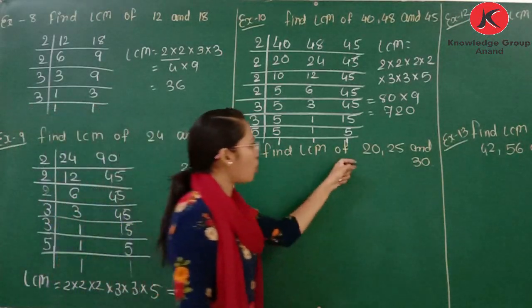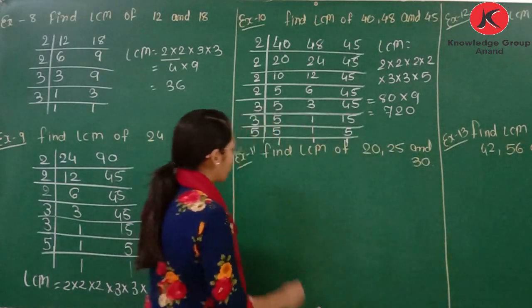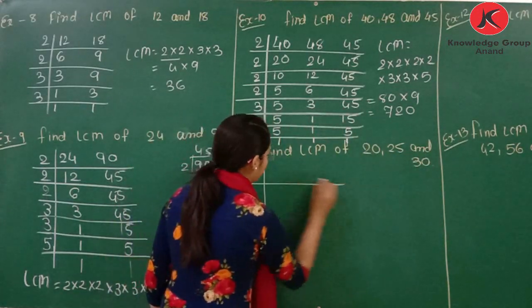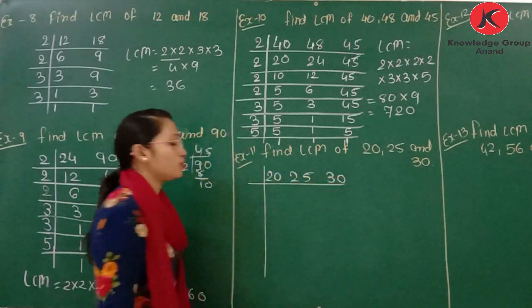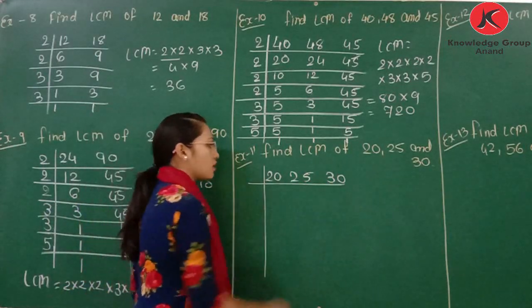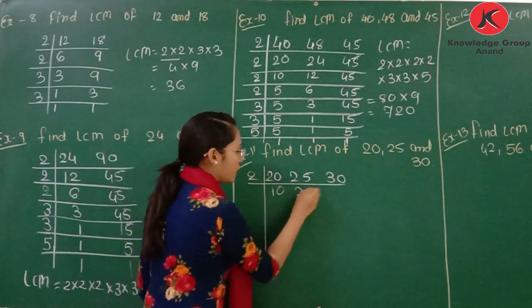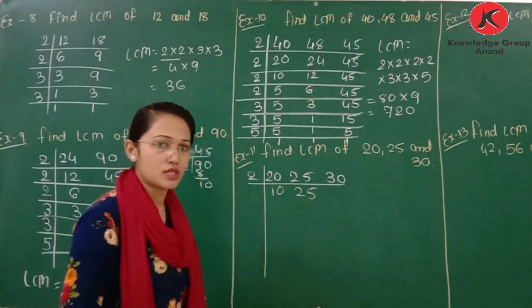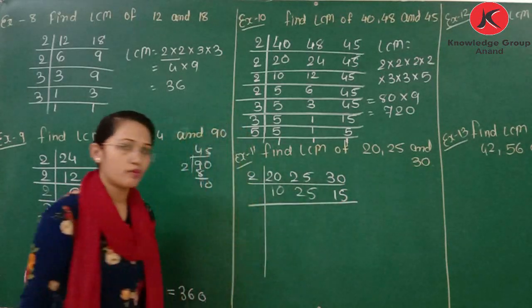Find LCM of 20, 25 and 30. So again we start with 2. You need to check which number is divisible by 2. 20 and 30 both are divisible by 2. So 2 10s are 20, 25 as it is because it is not divisible by 2, and 30 will be divisible by 2.